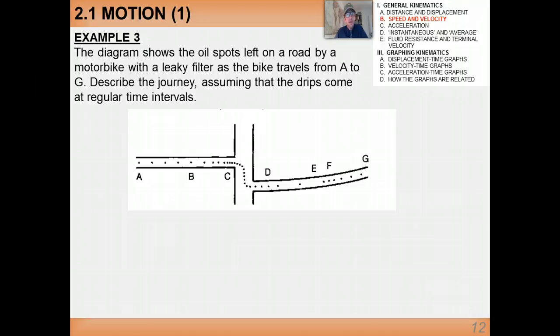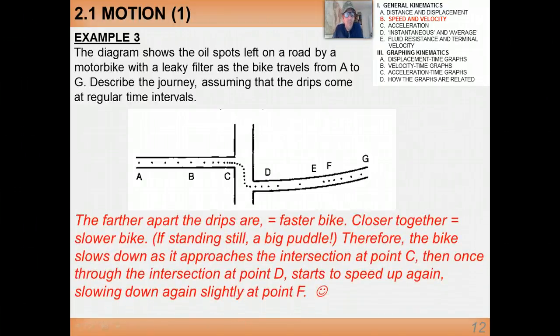Here's an example of what I'm talking about with the ticker tape logic, okay? Go ahead and pause the video and read this example and give it a try. Okay, so this is like the intersection of a couple of roads, okay? And these are oil spots left on a road by a motorbike with a leaky filter as the bike travels from A to G. So I just want you to qualitatively describe the journey, okay? And what I came up with is this, okay? Generally, the farther apart the drips are, the faster the bike is going, okay?